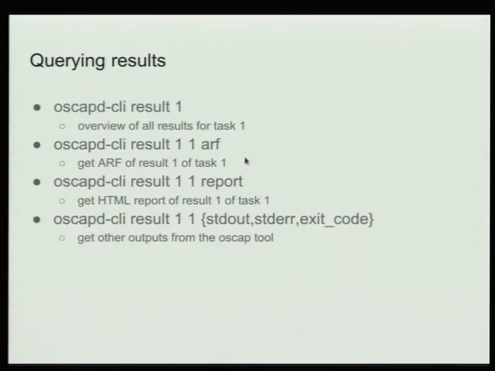So after you've created the tasks and they're scheduled and they're running, you need to get their results. This slide demonstrates how to do that. You can get an overview of all the results. The daemon only stores the machine readable results, and the HTML reports we've shown are always generated on demand, and they're thrown away immediately. For debugging, you can also get standard output or standard error from the daemon, from all the results.